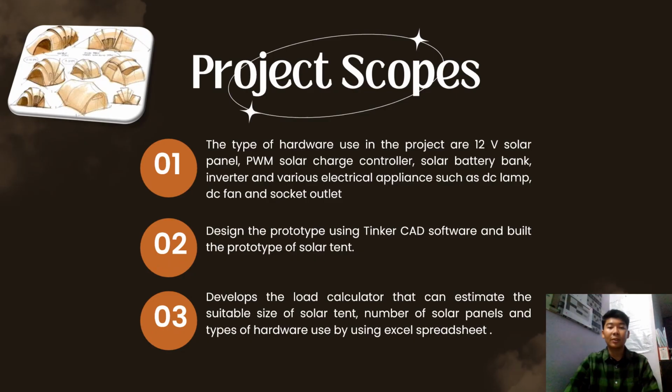And for the project scope, the first one is the type of hardware used in the project: a 12-volt solar panel, PWM solar charge controller, solar battery bank, inverter, and various electrical appliances such as DC lamp, DC fan, and the socket outlet. Next is to design the prototype using the Tinkercad software and build the prototype of the solar tent. And the last one is to develop the load calculator that can estimate the suitable size of the solar tent, number of solar panels, and type of hardware used by using the Excel spreadsheet.